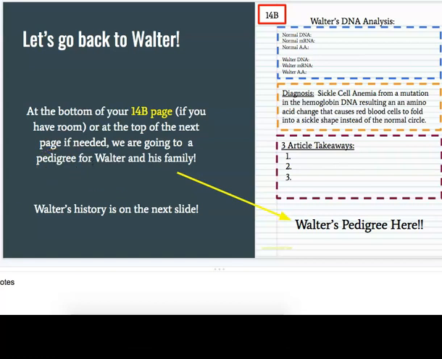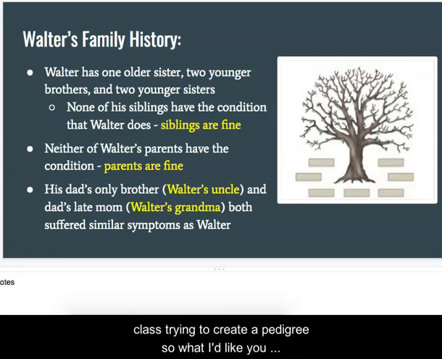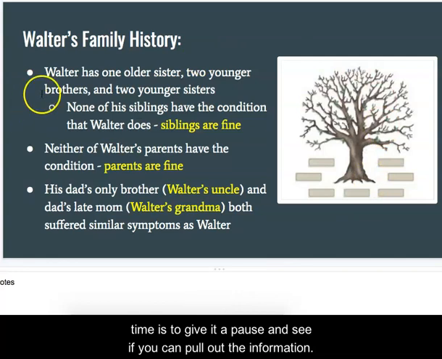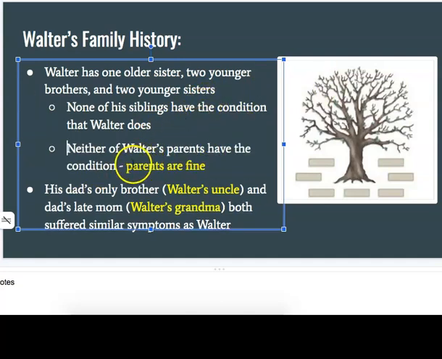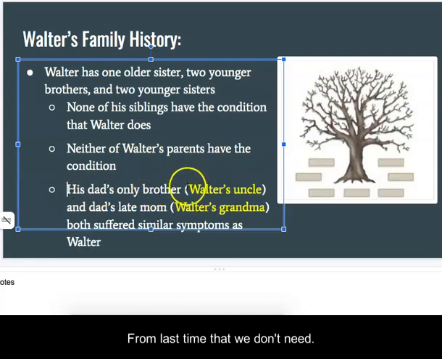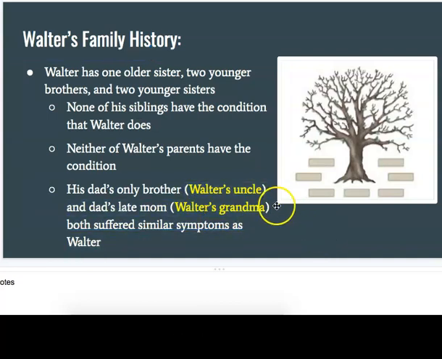So I pulled up that slide one more time and put it right here. I'm going to end up pausing it and having everybody in class try to create a pedigree. So what I'd like you to do right now, if you're watching this outside of class time, is give it a pause and see if you can pull out the information. And in this case, I'm going to delete these extra bits from last time that we don't need, and I'll leave those there just in case, to reconstruct the family tree.